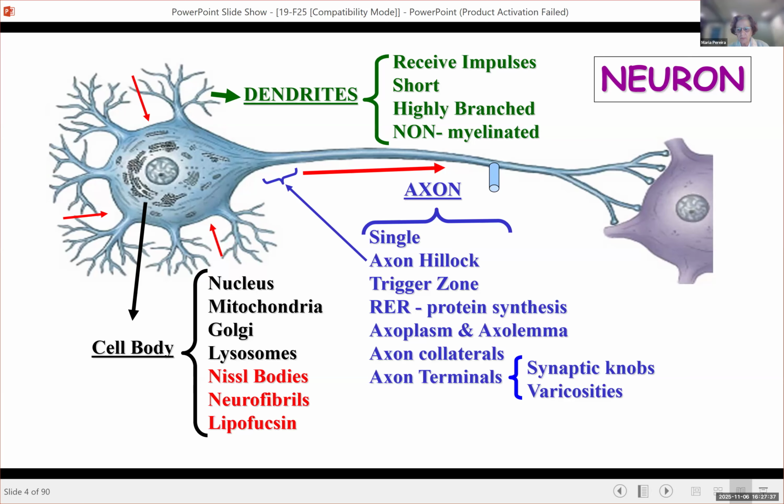So neurofibrils are part of the cytoskeleton, additional cytoskeleton present in neurons, such as neurofilaments and so on, and vimentin.